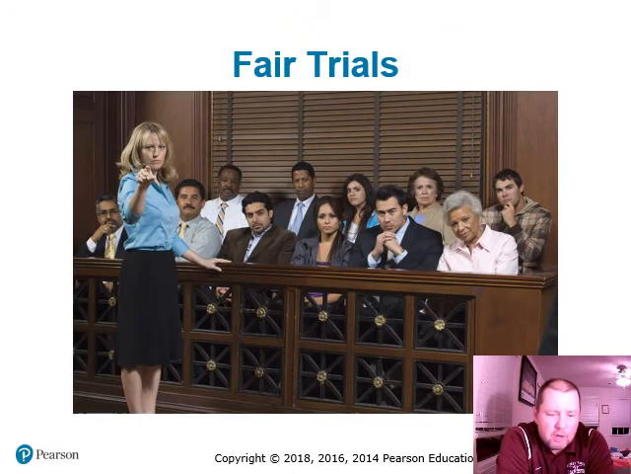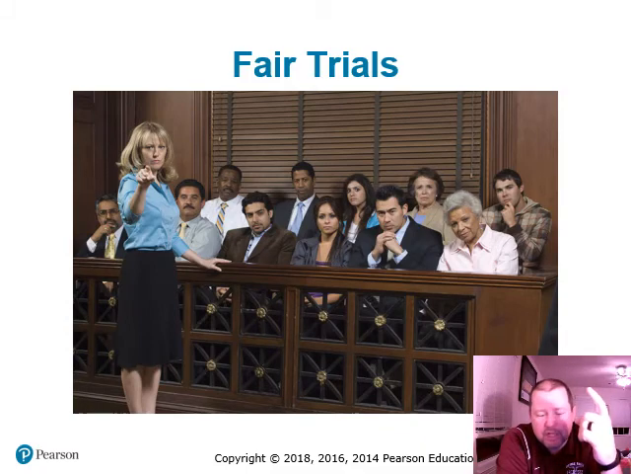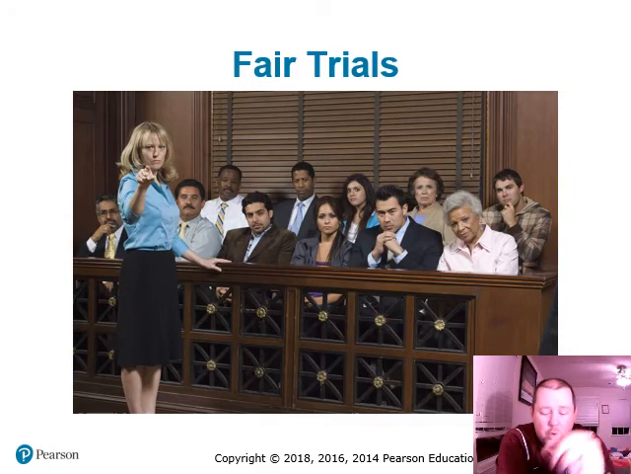So a fair trial is basically the idea that theoretically the 12 people who are judging you are representative of you, meaning they're members of your community, and then theoretically they also know nothing about the case prior to the case beginning, nor do they learn anything about the case other than what is presented in the courtroom.